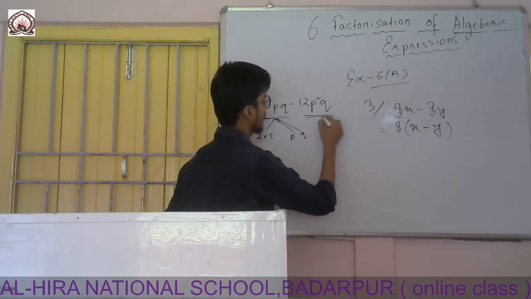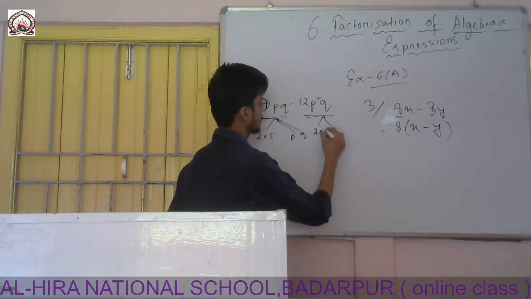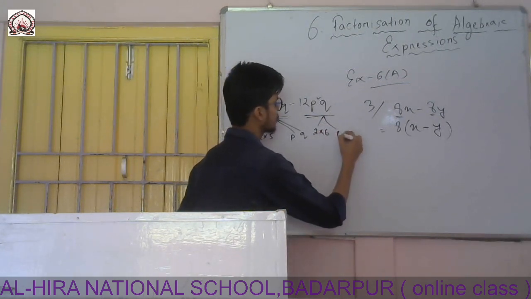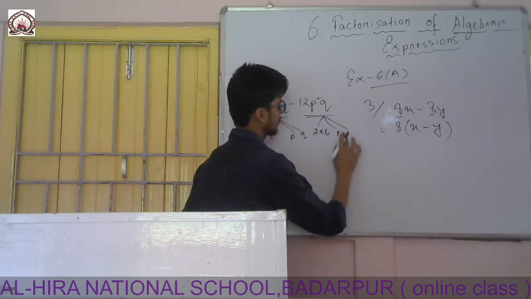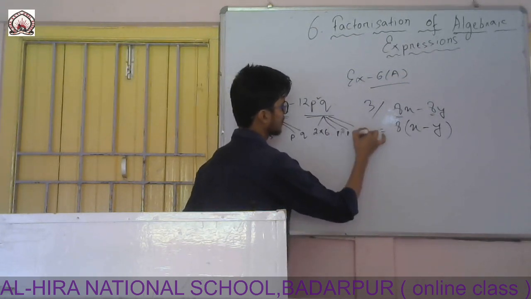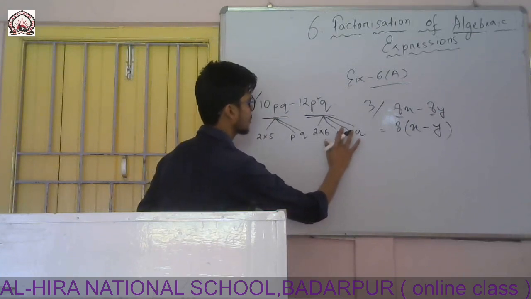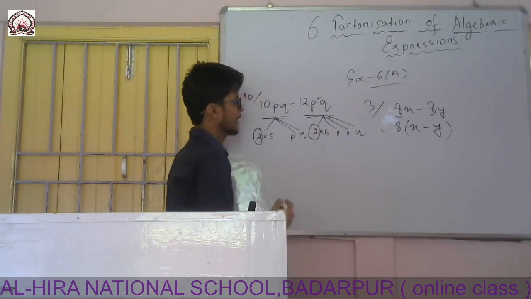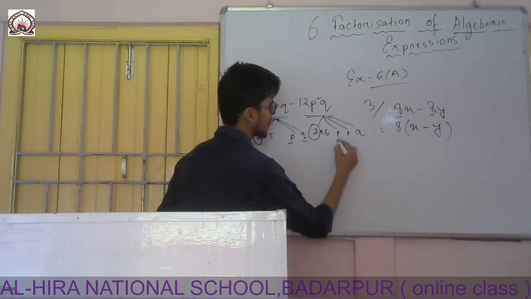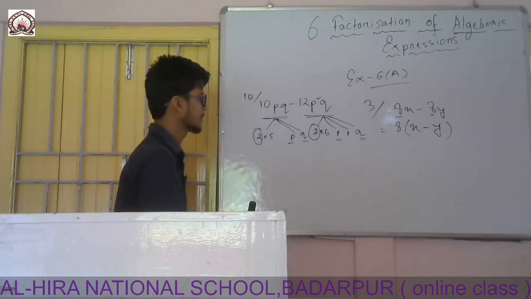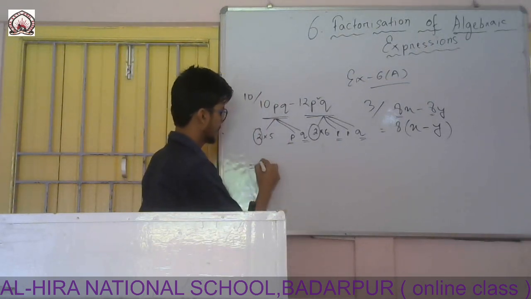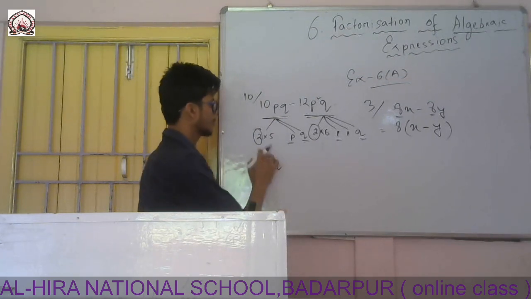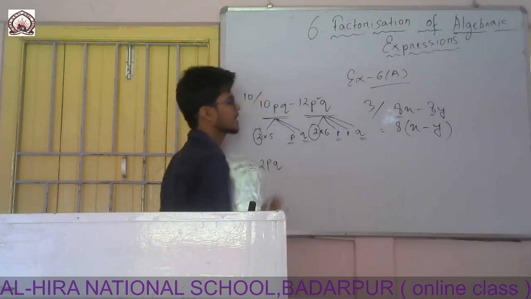If I break 12, I will get 2 times 6, and p squared means p into p, so 2 times p and 1 q. Now if I take out the common factor, which one is common here? In this case 2, and 1 p and 1 q are common. So I will take out only the common term. Here 2 is common, and p and also q. So 2pq is common in both terms.